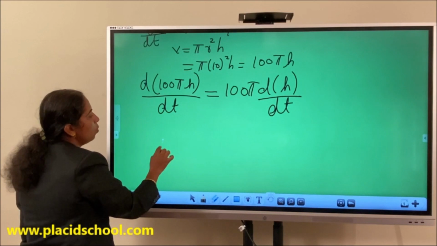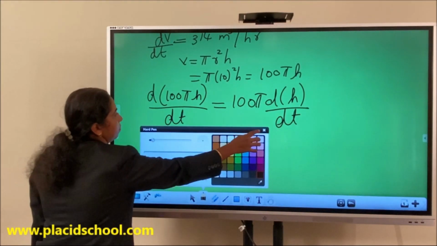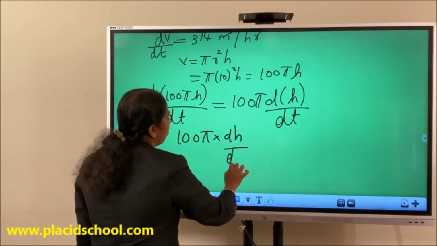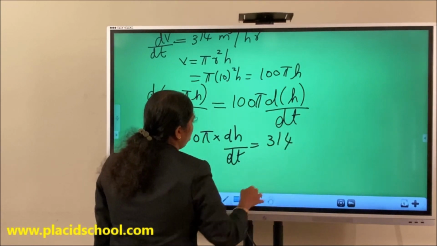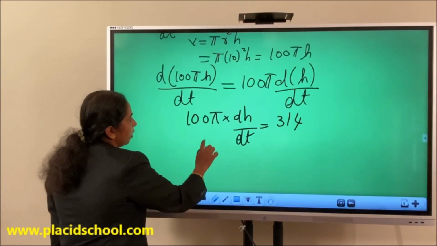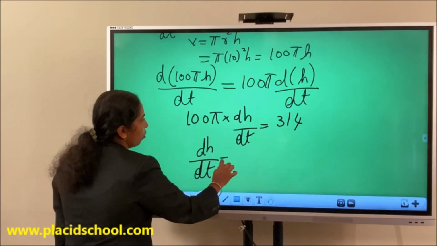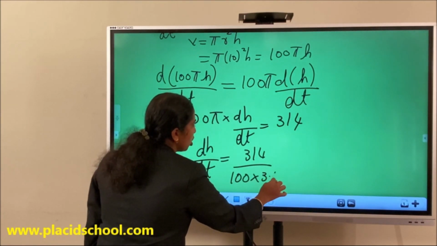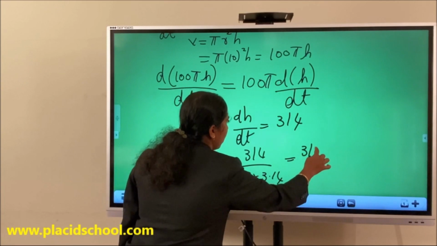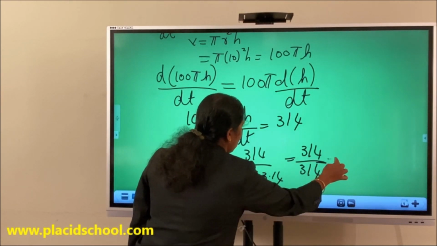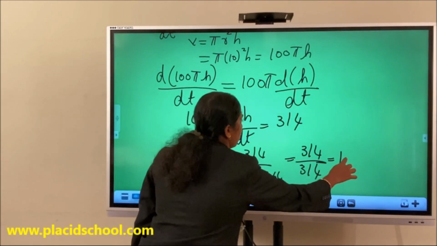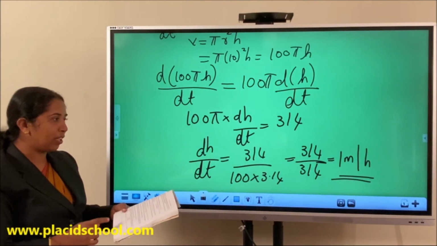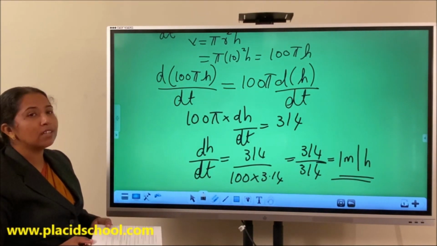So this will change to 100 pi into dh by dt equal to 314. Simplifying, dh by dt equal to 314 by 100 into, instead of pi I am substituting 3.14, which is 314 by 314, which is equal to 1 meter per hour. Therefore, the height is changing with respect to time at the rate of 1 meter per hour. Therefore, A is the correct option to this question.